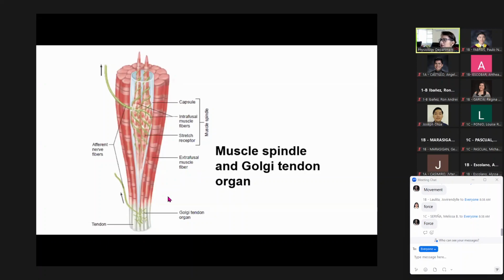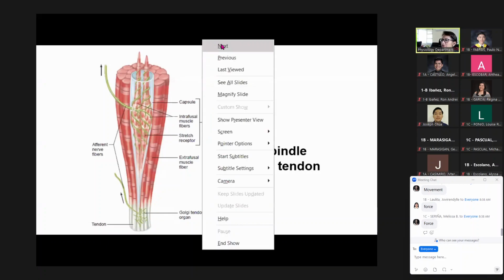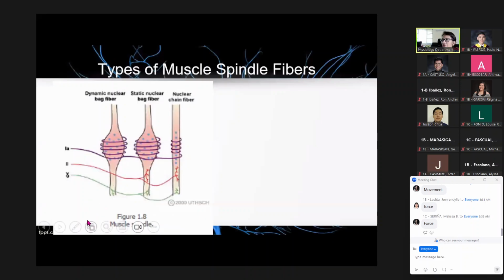The Golgi tendon organs are also here. They are found within the tendons, and they are arranged in series within the tendon. So this is what you have in the reading material. We have different types of fibers within your muscle spindle. We have the nuclear chain fibers, which are elongated. And then the other type is your nuclear bag fibers. The nuclear bag fibers are divided into two: the static and the dynamic bag fibers.